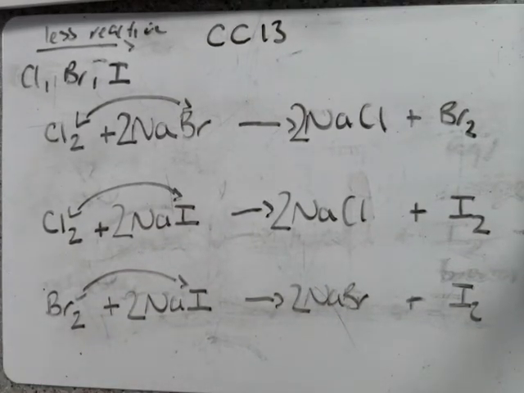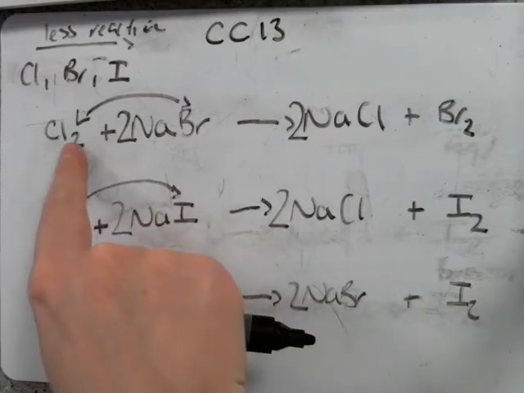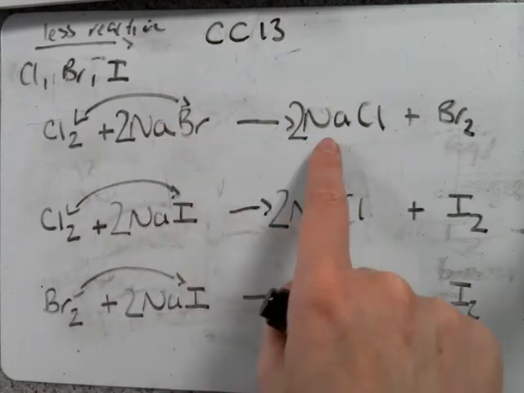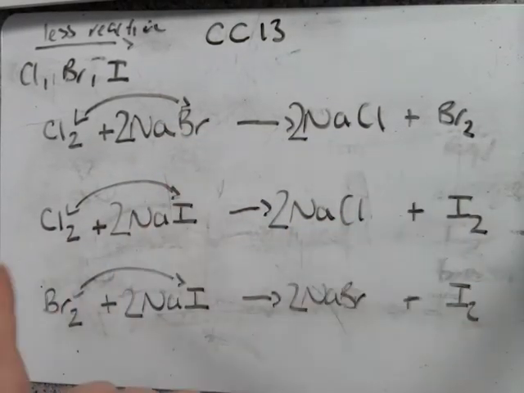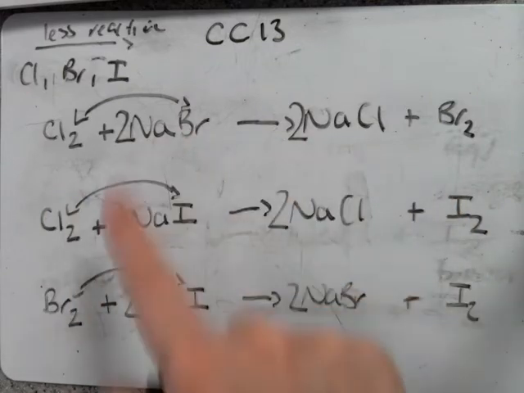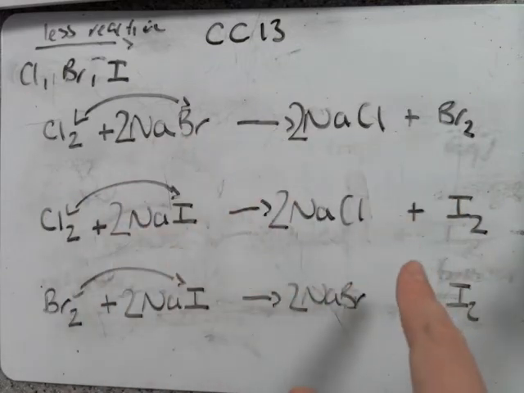Now, if it doesn't specify equations, you could write it in words. If you know that you don't really like writing simple equations, just write it in words. You'd write chlorine plus sodium bromide goes to sodium chloride plus bromine. You can absolutely write it in words. If you are going to write simple equations, make sure you can write these equations and make sure you can balance them. So these are the 3 reactions that are going to take place.